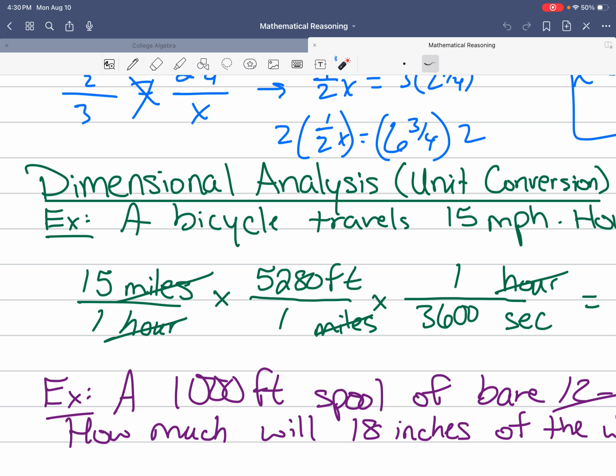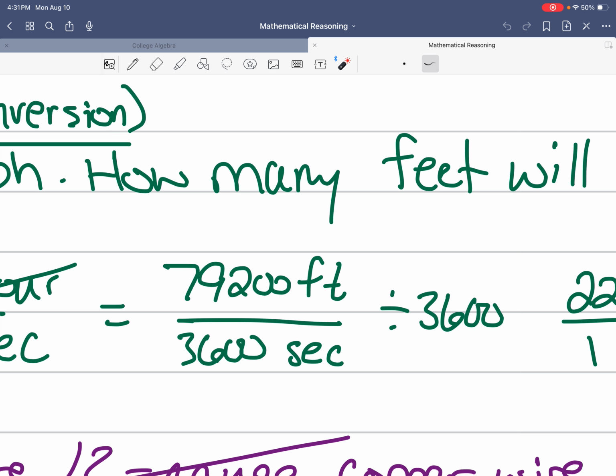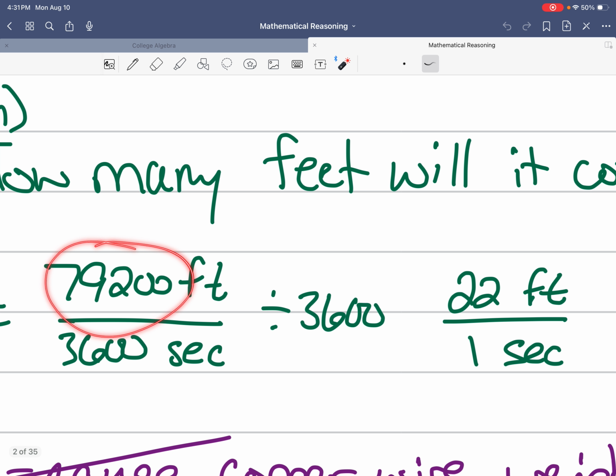So what you're going to do, you're going to multiply straight across the top. 15 times 5,280 times 1 comes out to 79,200 feet, because that's my only unit that remains. Same thing along the bottom. 1 times 3,600 is 3,600 seconds. But that is a goofy and terrible looking fraction. 79,200 over 3,600. We want to make that into a unit rate. So we're going to divide top and bottom by that 3,600. 79,200 divided by 3,600 leaves us with 22 feet per 1 second.